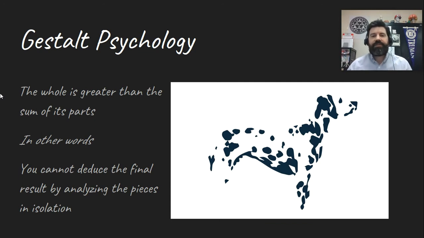Again, I have this image on the screen. What you perceive is likely a dog, or more specifically, a Dalmatian. But that's not what's on the screen. There is no dog on the screen. All that we have on the screen are these kind of blots of ink, right? These little dots on the screen. But your brain puts it together.